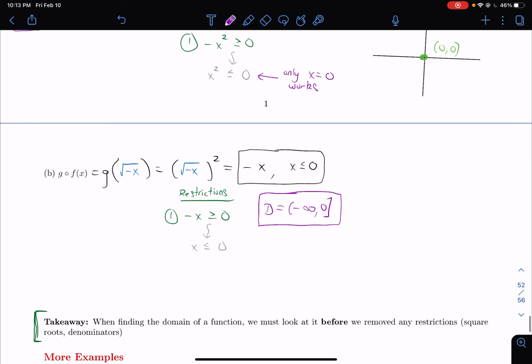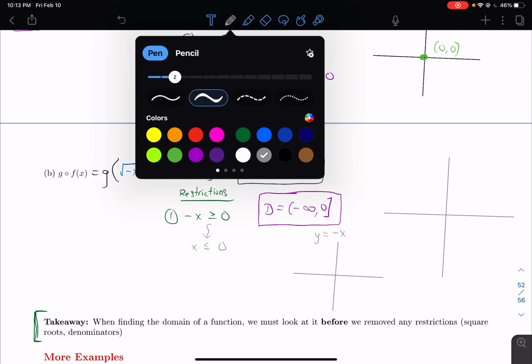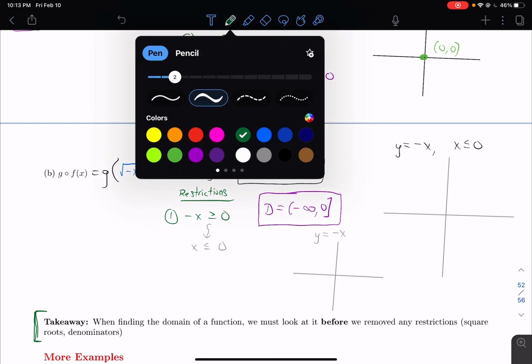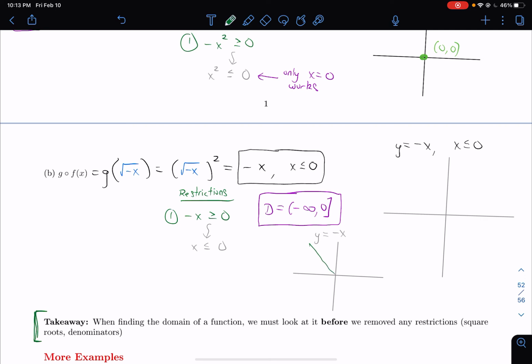All right, so what does the graph of this look like? So I'm gonna actually sketch two sets of axes. So axis 1 and axis 2. Because in the first axis, I want to look at the graph of y equals negative x without that restriction. And in the next one, we'll look at y equals negative x with the restriction that x is less than or equal to 0. All right, so what does the graph of y equals negative x look like? Well, that's a line. It's got a slope of negative 1, and it's going through the origin. The y-intercept is 0. Because that's our graph of y equals negative x.